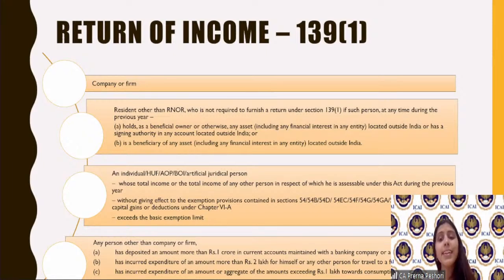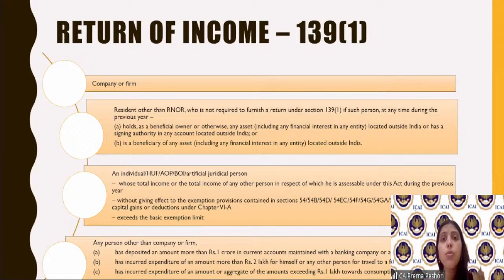Then the second category is if a person at any time during the previous year holds as a beneficial owner, if a person is a beneficial owner of any foreign asset, if a person is a beneficial owner of a foreign asset means any asset which is located outside India.